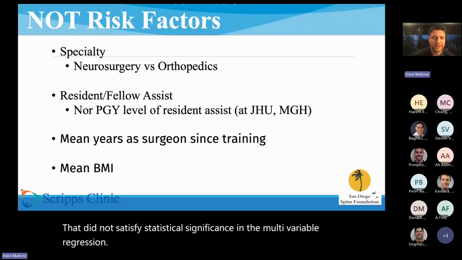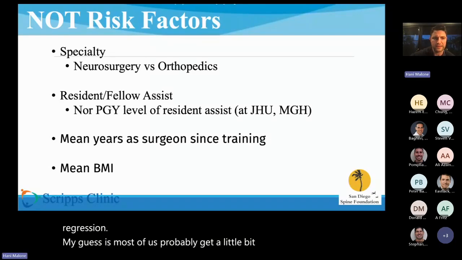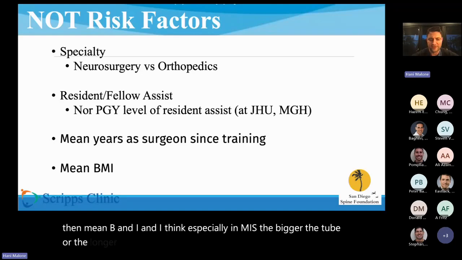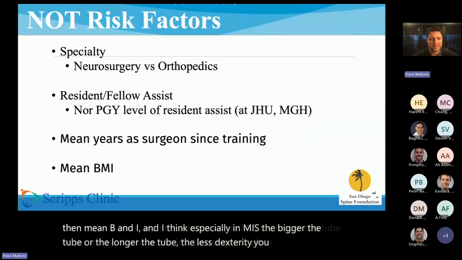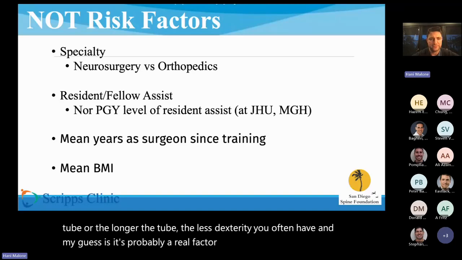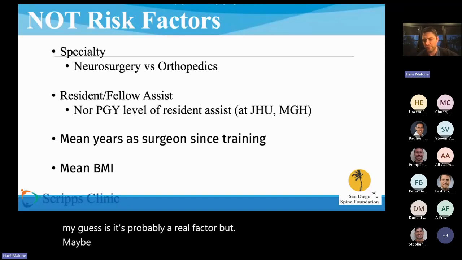My guess is most of us probably get a little bit better at it. And then mean BMI, and I think, especially in MIS, the bigger the tube or the longer the tube, the less dexterity you often have. My guess is it's probably a real factor, but maybe insufficiently powered to find that risk factor with statistical significance.